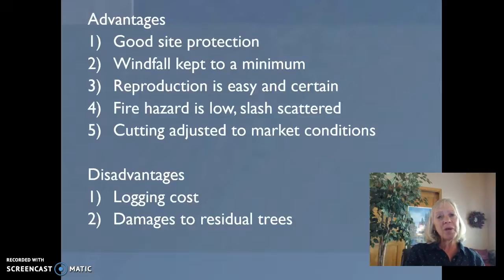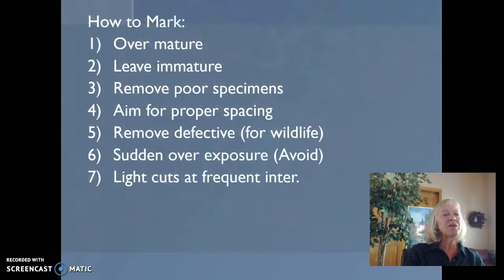So those are the 3 main methods, but of course there's many variations. If you were going in to do a thinning, you would have to learn how to mark trees. So you might remove the overmature and leave the immature. You might remove the poor specimens, or you might just go for proper spacing.